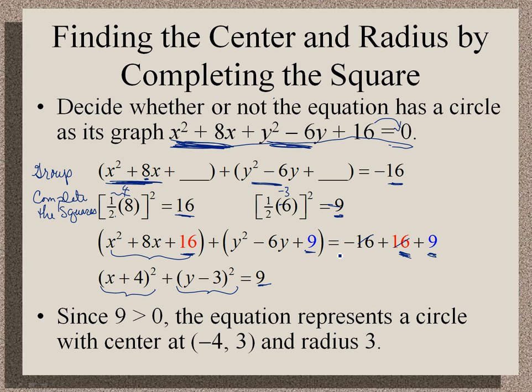And now you have the equation in center radius form: (x minus h) squared plus (y minus k) squared equals r squared. And you can pull out the value for h, which is going to be negative 4, because remember plus 4 is the same as minus a negative. And you can pull out the value for k, which is 3. That's the center. And then the radius, 9 is the radius squared, and so take the square root of 9 and you get the radius is 3.